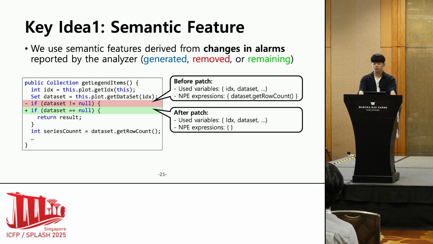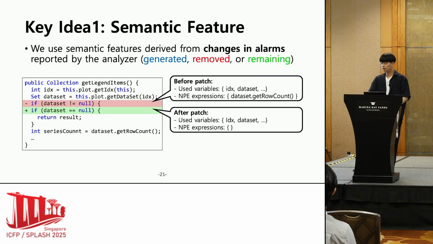Now, I will briefly introduce the two key ideas of Prism, the semantic feature and the learning algorithm. For the semantic feature, we use changes in static analysis alarms. More specifically, we represent each alarm's generation, removal, and preservation as semantic features.